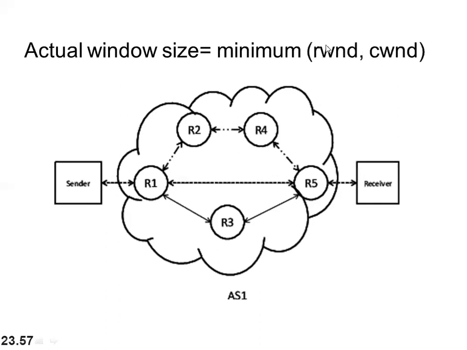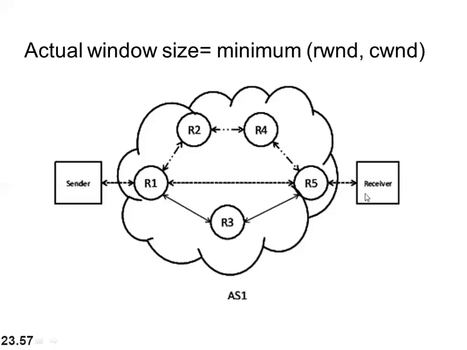Receiver window size means in the receiver you have a buffer. In that buffer, how many remaining bytes are vacant? That buffer is capable of storing how many bytes next. That is called receiver window.